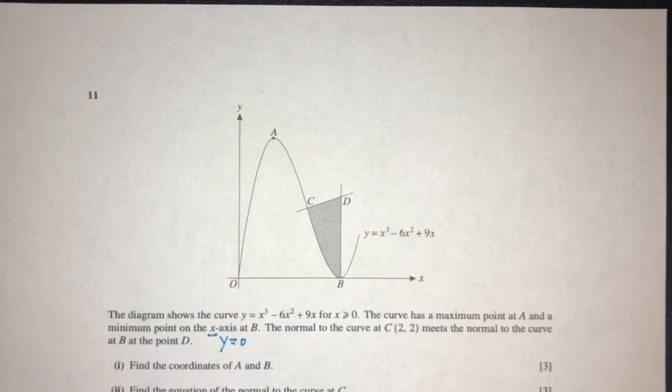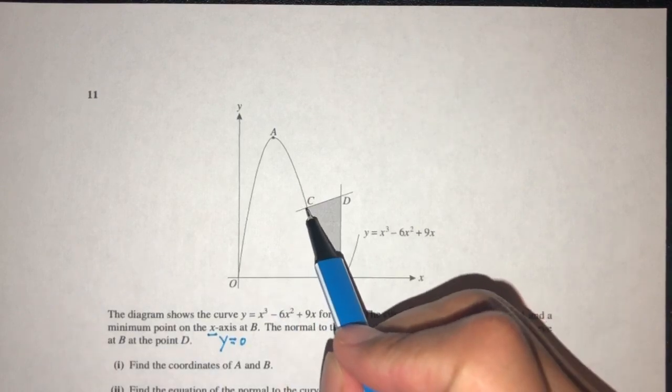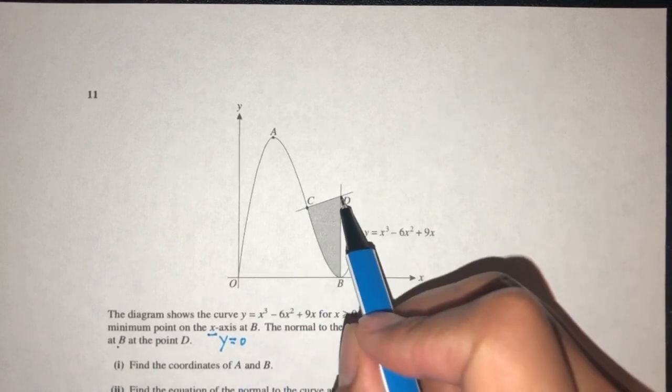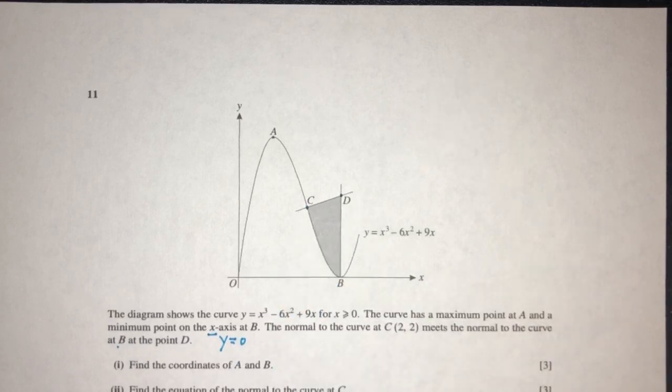Now what else? The normal to the curve at C, right here, the point (2, 2), meets the x-axis at the point D right here. Now we have to find the points A and B. So let's find those 2 points.